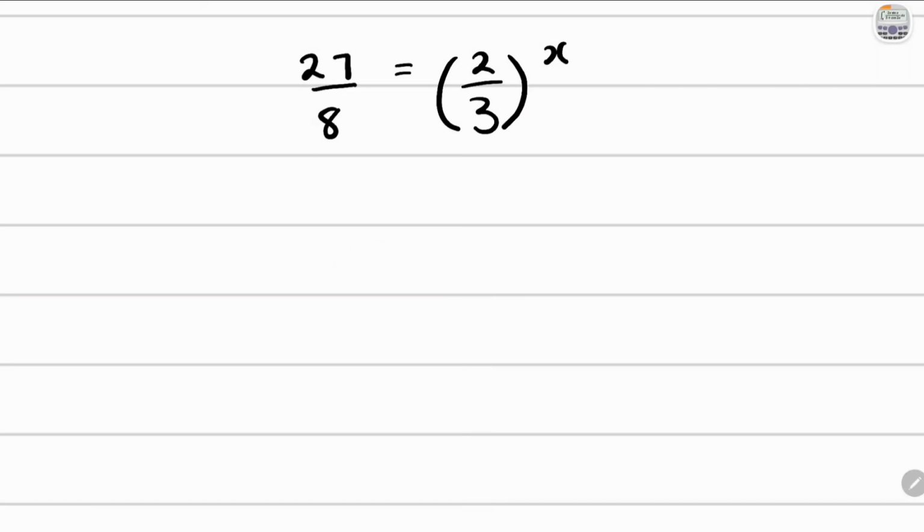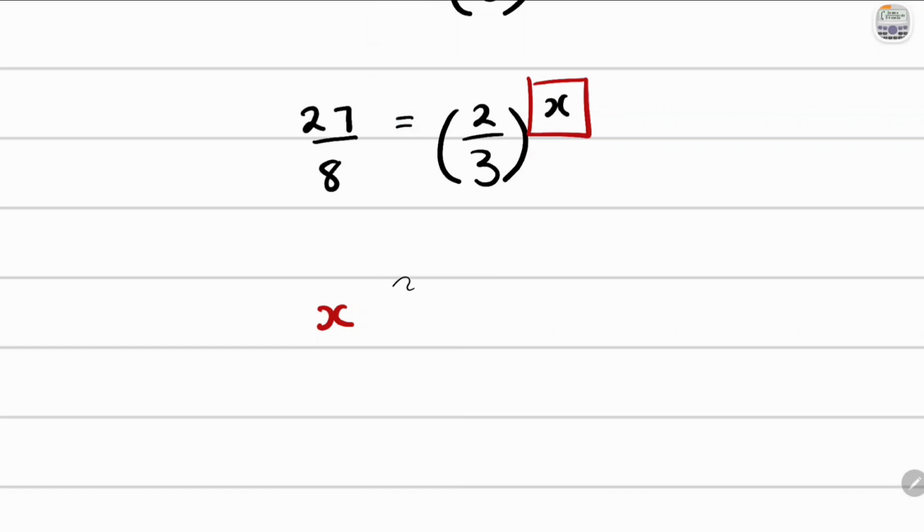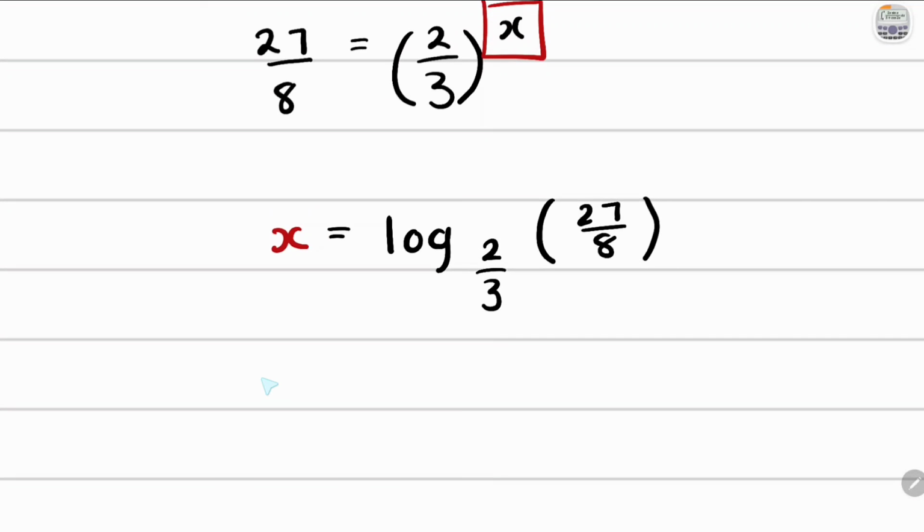So log makes the exponent the subject. So we make the exponent the subject and we say log of our base. Our base is whatever was carrying the exponent, which is 2 over 3. And then the answer we put here, so 27 over 8. Okay, so let's go ahead and find out what exactly that would give us.